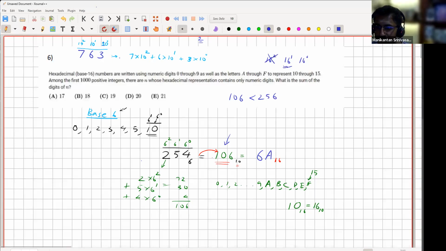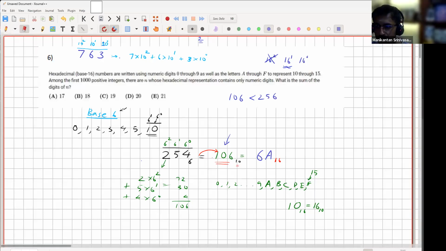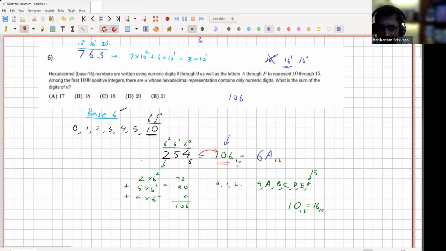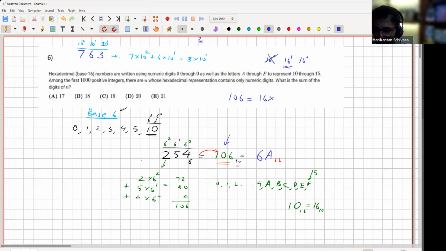Let's count how many 16 power 1s we need to reach 106. We keep counting 16, 32, and so on. 16 times 5 is 80. 16 times 6 is 96. 16 times 7 exceeds 106, it is 112. So 96 is our stop, when we have reached very close to 106. And then what is the balance? 10 more. Now we just have to represent this in base 16.